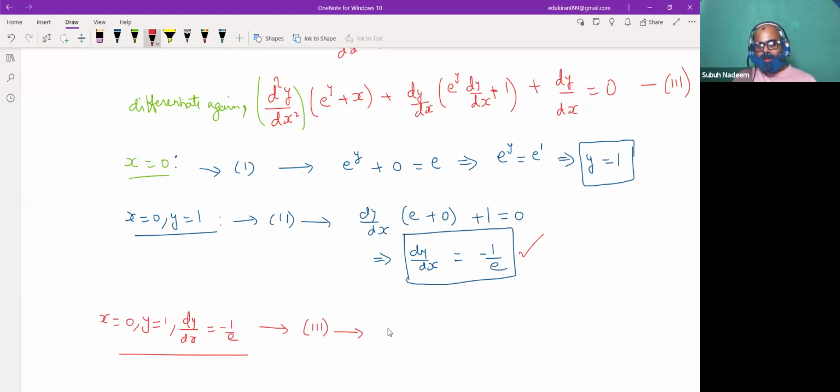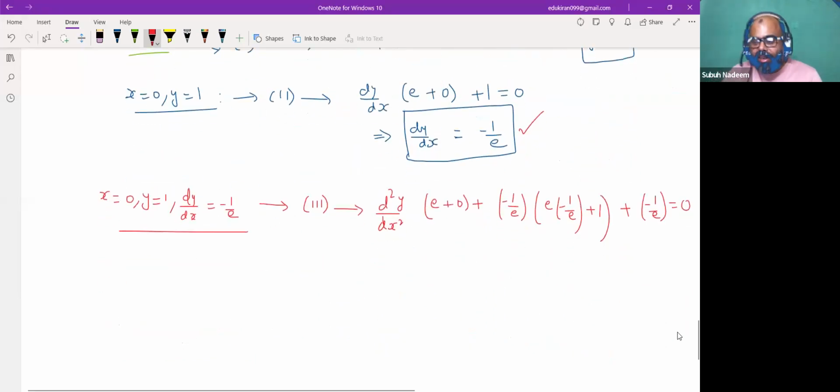So these three things we got, we put in the third one. So d2y by dx square that we have to find. And we have e to the power y, that is e plus x is 0 plus dy by dx is minus 1 by e. And then e to the power y is e and dy by dx is minus 1 by e. Plus 1 it will become, plus dy by dx will be minus 1 by e is equal to 0. So we will get this.